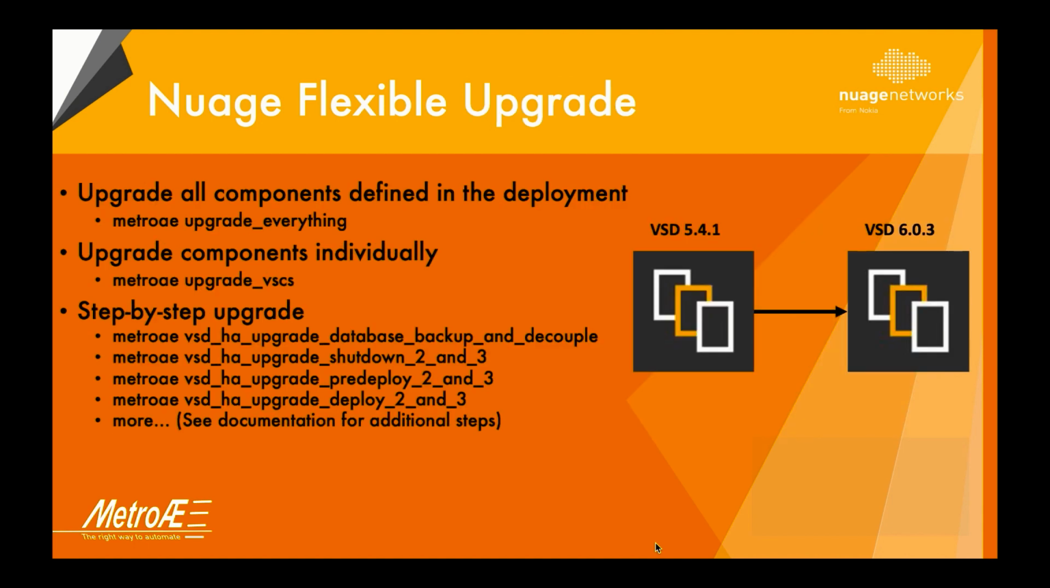Upgrade follows a very similar model. You can say MetroAE upgrade everything, or you can say MetroAE upgrade, in this case, VSCs, and then it will be smart enough to say, oh, I'm just going to do the VSCs. We also have a step-by-step upgrade, which is documented in our documentation, and you can walk through and do one step at a time all of the steps that are outlined in the upgrade procedure you'll find in the documentation.